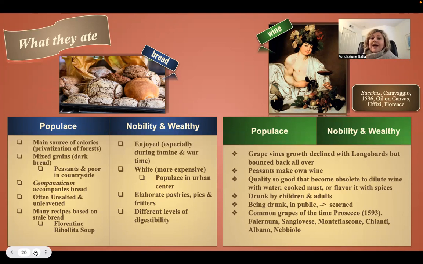Wine was enjoyed by everyone. There was a little bit of decline during the Longobard era, but then it bounced immediately back. The peasants made their own wine. The quality of wine became so good that there was no reason anymore to dilute it with water, or mustard, or flavor it with other spices. It was drunk by everyone.